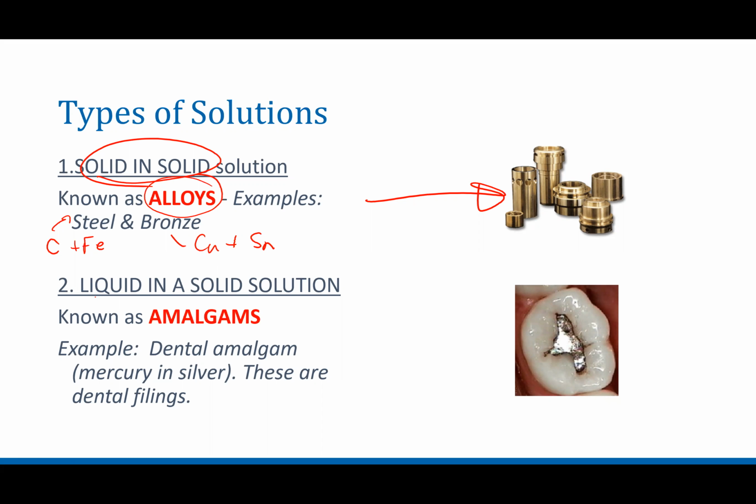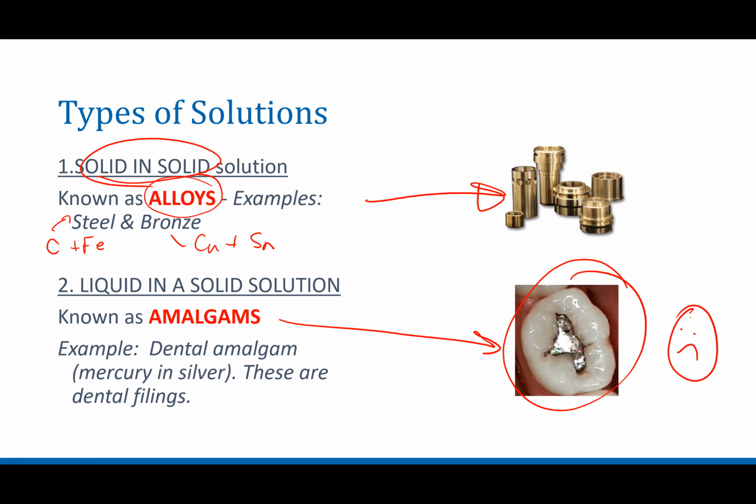What about if you took a liquid and mixed it with a solid to make a solution? That's called an amalgam. And I'm sorry for the gross picture. An amalgam that they used to use, though I don't think it's as common as it used to be, is mercury in silver. Mercury is a liquid, silver is a solid, and when you mix them together, it makes a compound that's safe, and you can use it to fill holes in your teeth, like a dental filling.